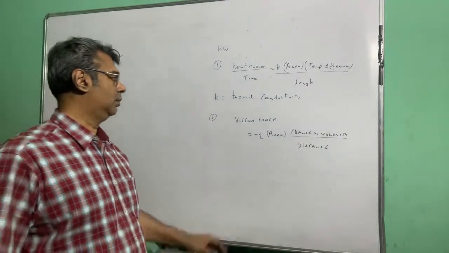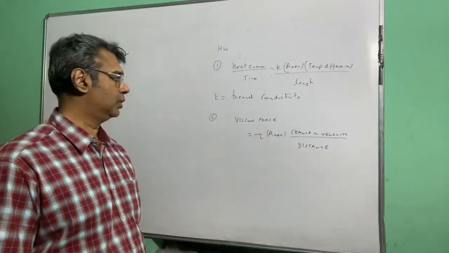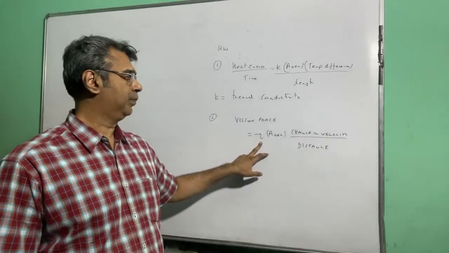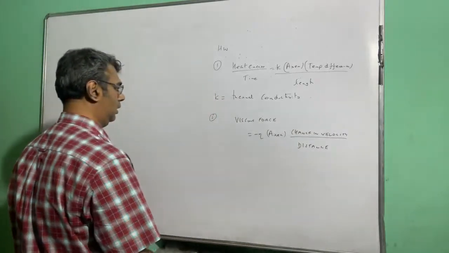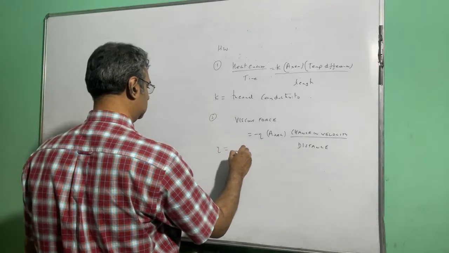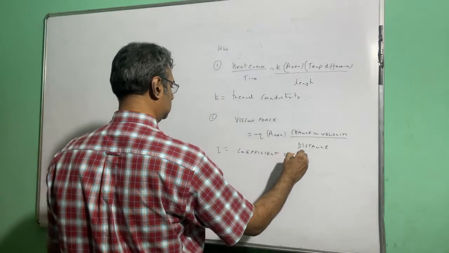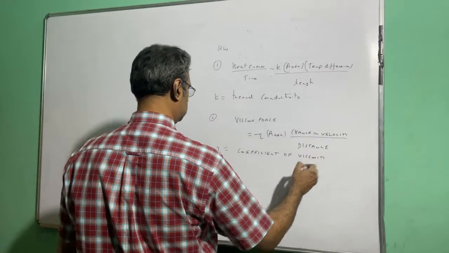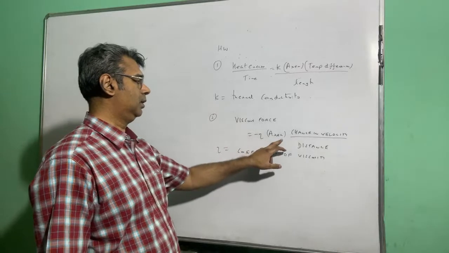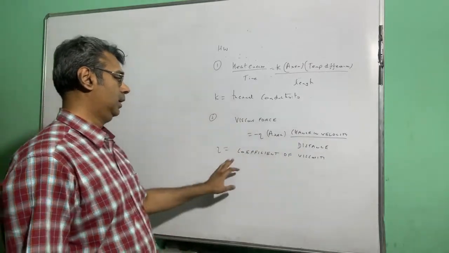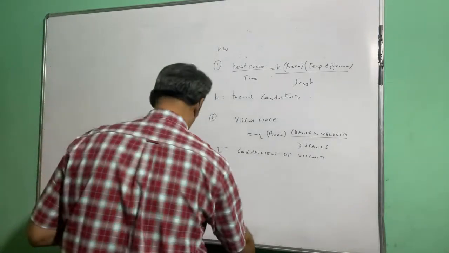Okay, then the next is number 2, viscous force. Viscous force means it's a type of force. It is minus eta into area into change in velocity by distance. And this eta is called coefficient of viscosity. So viscous force is minus eta into area into change in velocity by distance, and eta is called coefficient of viscosity. So you will have to find the dimension of eta. So this is homework question number 2.